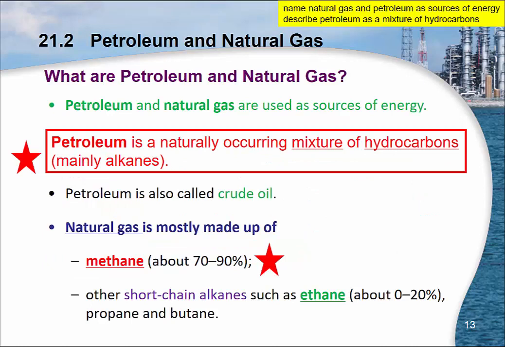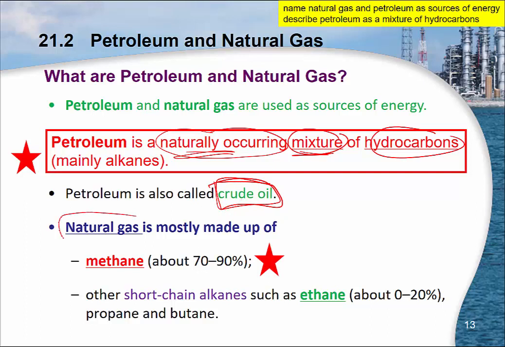So what is petroleum? Petroleum is a naturally occurring mixture of hydrocarbons, and these hydrocarbons are mainly alkanes. That's the first thing we learn. So petroleum occurs naturally in nature, under the ground or under the seabed. It's a mixture of hydrocarbons, and sometimes they also call it crude oil. So whether they refer to it as crude oil or petroleum, we refer to the same thing.